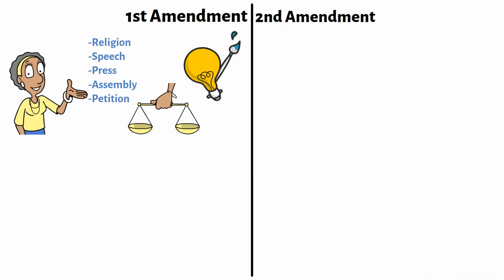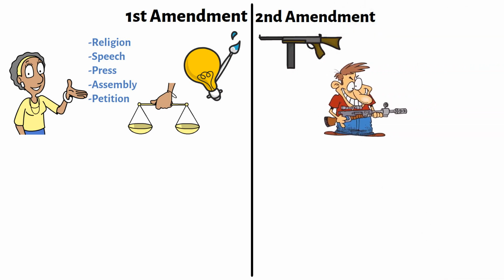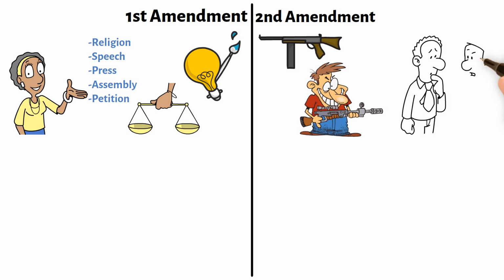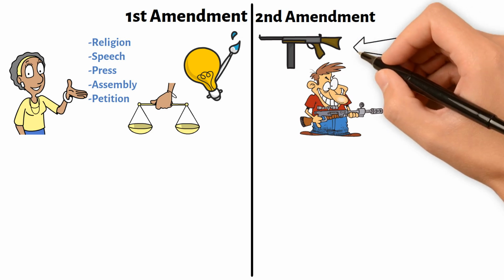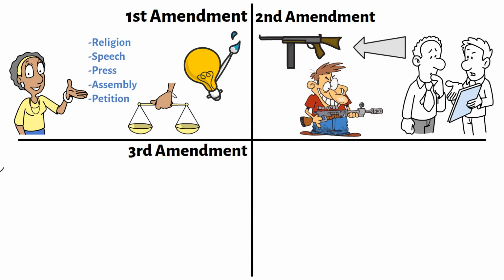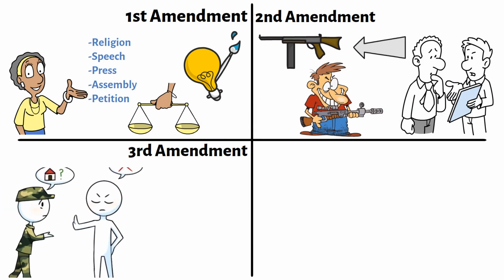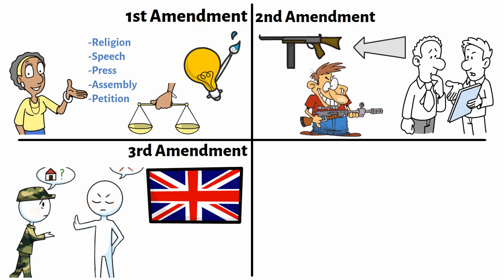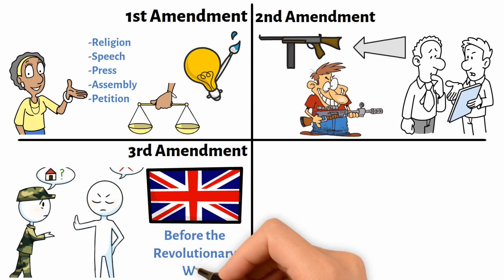Second Amendment, the right to bear arms. This amendment provides citizens the right to own firearms, sparking ongoing debates about gun control and individual safety. Third Amendment prohibits the quartering of soldiers in private homes without consent. This was a response to British practices before the Revolutionary War.